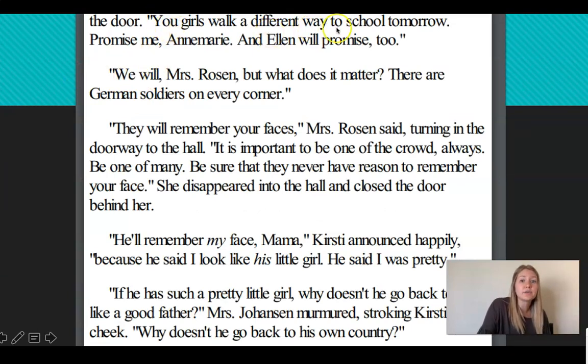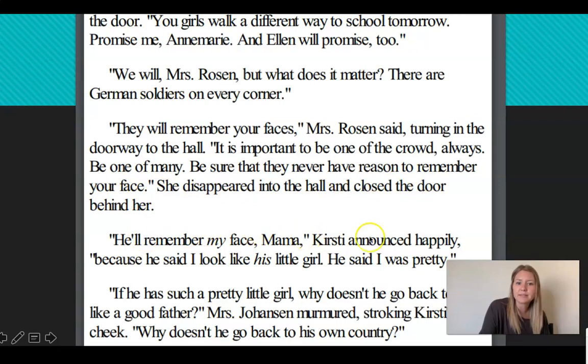You girls walk a different way to school tomorrow. Promise me, Anne-Marie. And Ellen will promise too. We will, Miss Rosen. But what does it matter? There are German soldiers on every corner. They will remember your faces, Miss Rosen said, turning in the doorway to the hall. It is important to be one of the crowd. Always be one of many. Be sure that they never have reason to remember your face. She disappeared into the hall and closed the door behind her.